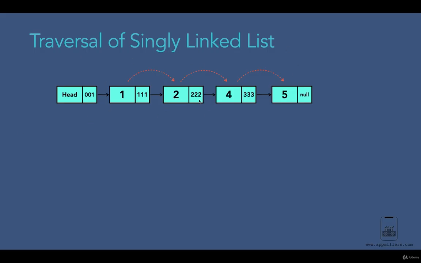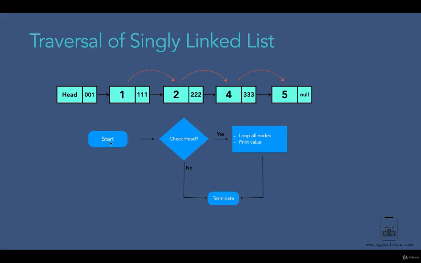So let's see how the algorithm of this traversal operation looks like. In this case, the algorithm will start from here. The first thing that we are going to do, we are going to check if head is equal to null or not. If head is equal to null, it means that our single linked list does not exist. So this means that we cannot continue to traverse the elements because we don't have any element in our single linked list. So we will terminate our algorithm over here.